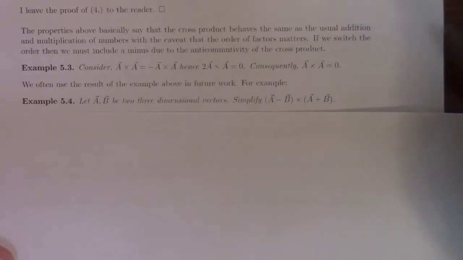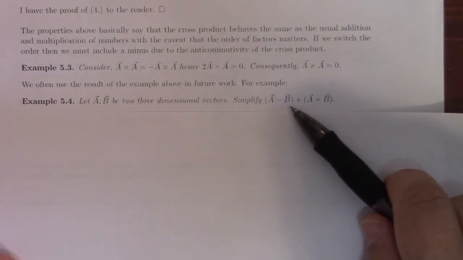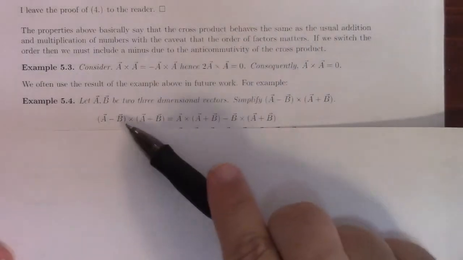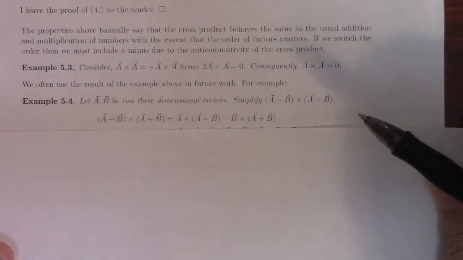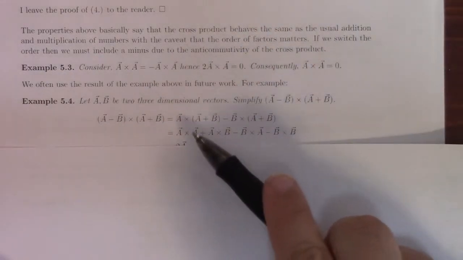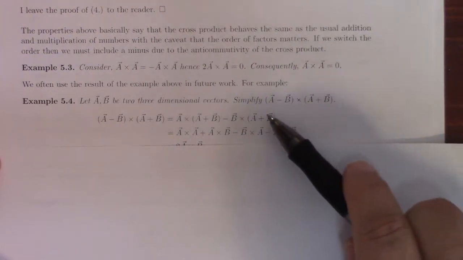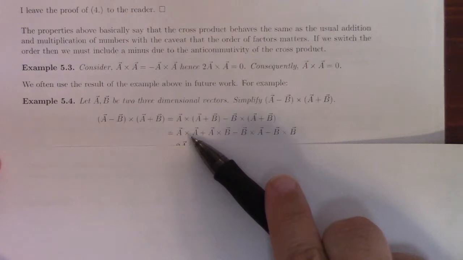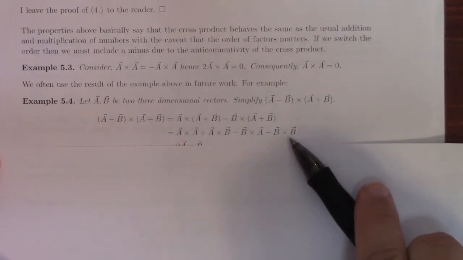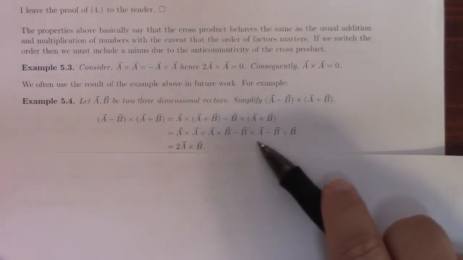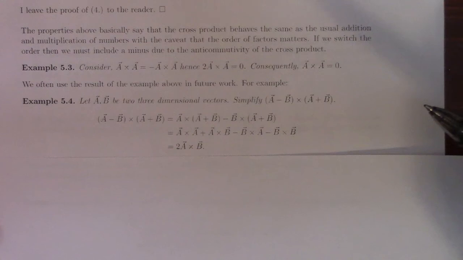Here's a sort of symbolic problem. Simplify A minus B cross A plus B. See what happens. So we use the distributive property, and then we use the distributive property again. A cross A plus A cross B minus B cross A minus B cross B. Of course, A cross A is 0. B cross B is 0. And so what are we left with? A cross B, and then flip that around, we get minus a minus, which gives us plus A cross B. So we get twice A cross B.